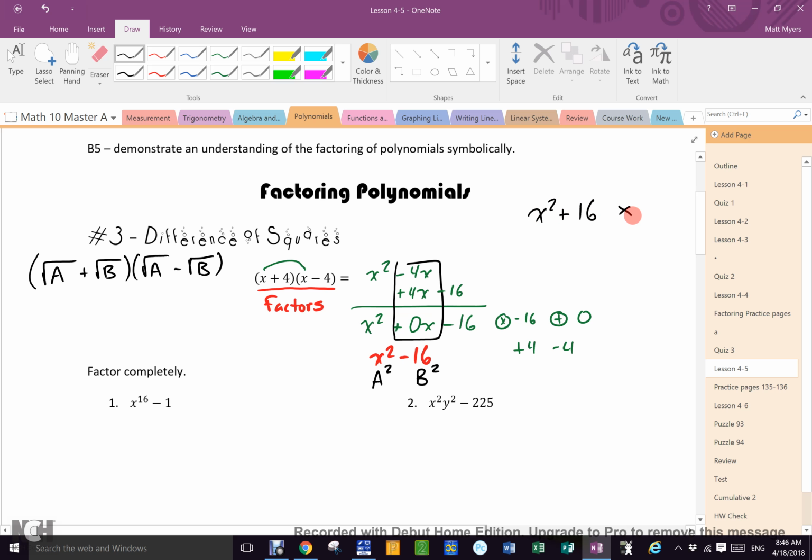Why? Because that would be x squared plus 0x plus 16, and I would need to multiply to 16 and add to 0. Can I? What multiplies to 16? 1 and 16. Does that add to 0? 2 and 8. Does that add to 0? 4 and 4. Does that add to 0? No. That's why we can't do it. It has to be a difference.